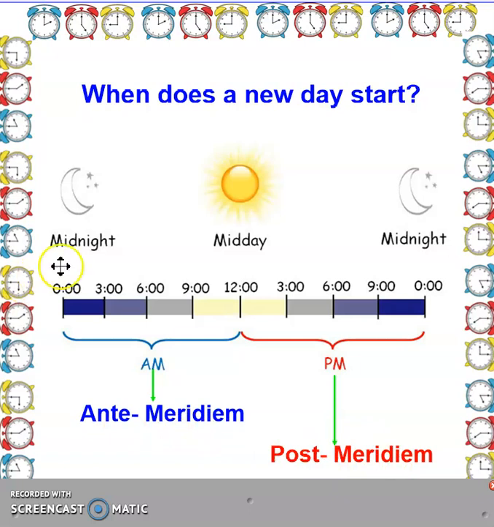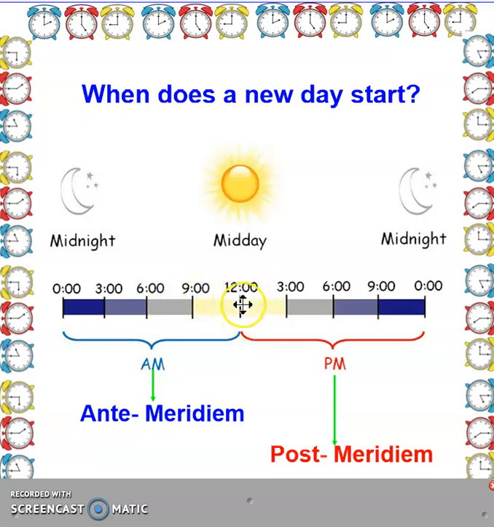Now, midnight is known as 12 a.m. That's why we have 0:00, 12 a.m. And it keeps moving. 12 a.m., 1 a.m., 2 a.m., 3 a.m., 4 a.m., 5 a.m., 6 a.m. At 6 a.m., that's morning. It gets brighter and brighter. It keeps moving. 7 a.m., 8 a.m., 10 a.m. It keeps moving until it gets to midday.